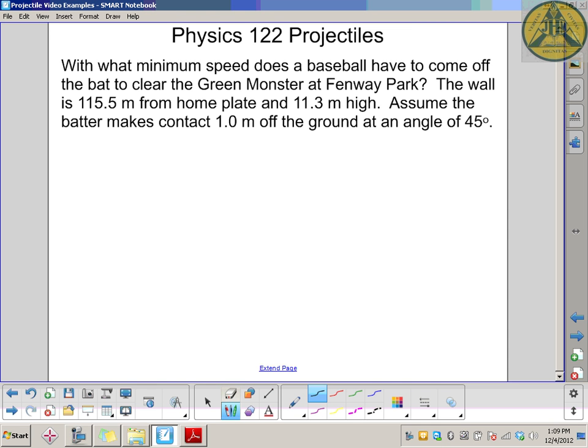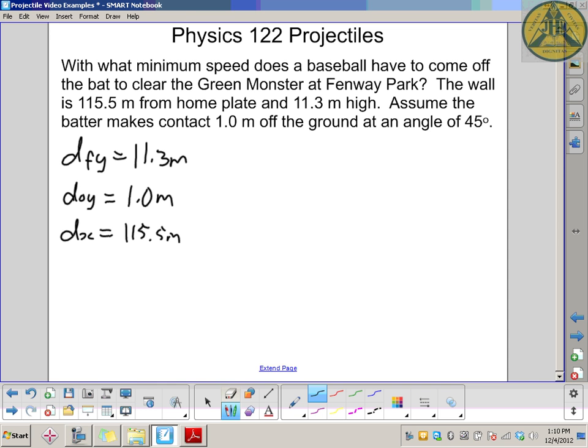Yeah. Well, let's write out what we have here. We have our final y position needs to be greater than 11.3, so we'll just write it as 11.3. Initial y position is 1.0 meters. In the x direction, it has to be 115.5 meters from home plate. Then we have the angle of 45 degrees. Don't forget, we always have gravity, negative 9.81 meters per second squared, because it's acting downward.